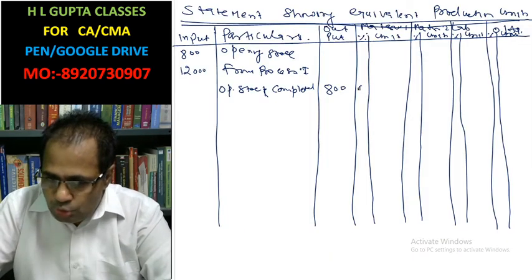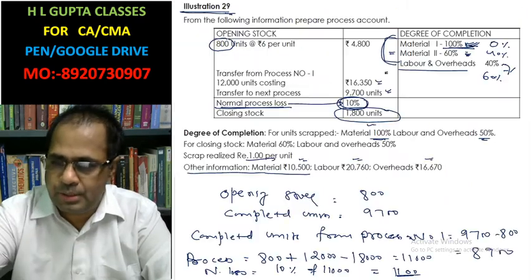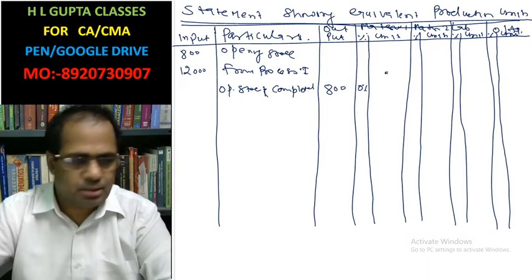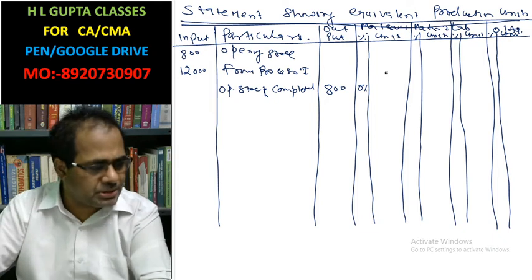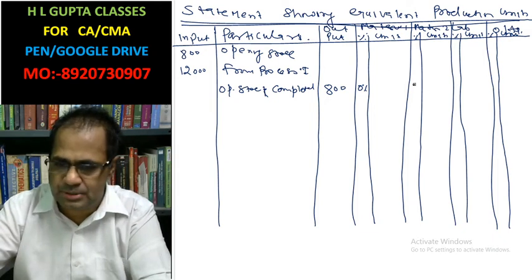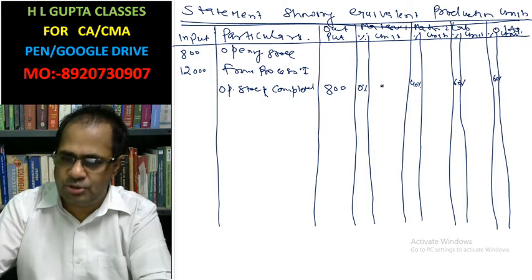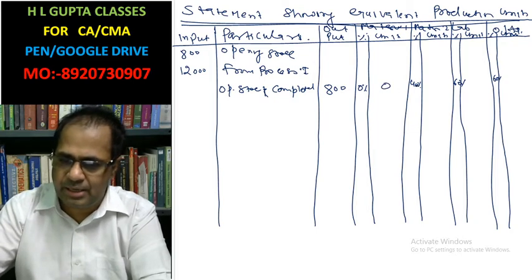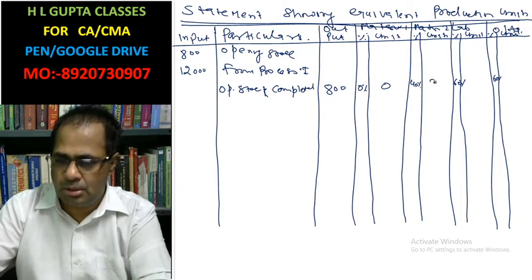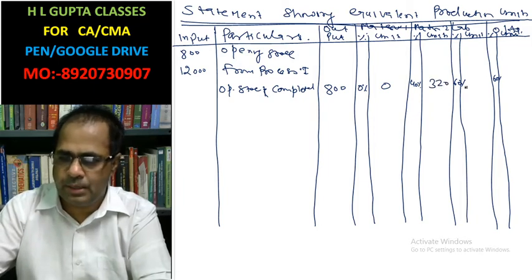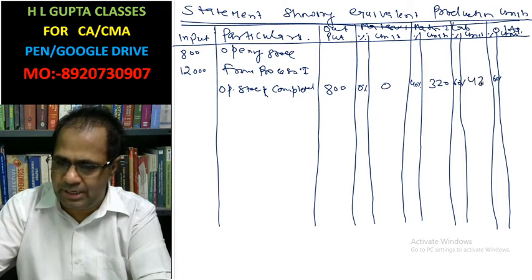So this is 0% required, 0%, 40%, 60%, 60%. What is 0% of 800? That is 0. 40% of 800, that is 320. Now 60%, 480.